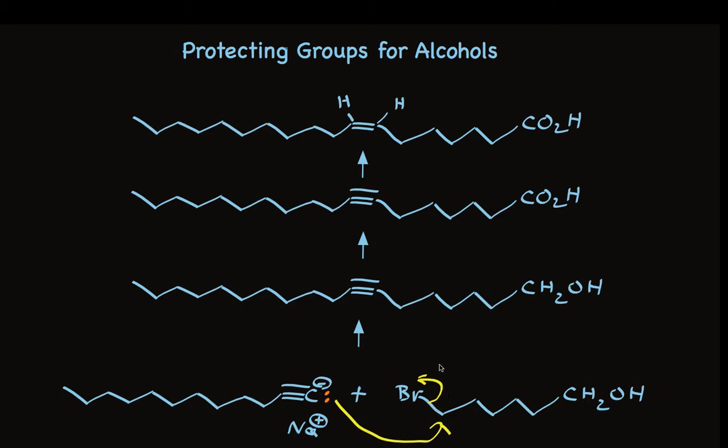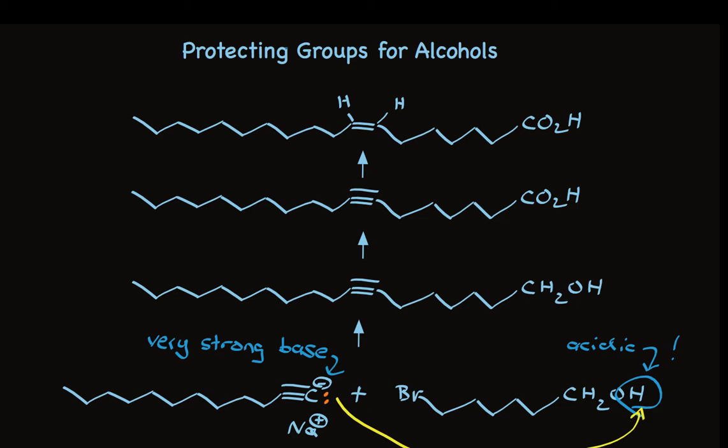This is an SN2 reaction. But wait, we're proposing to use an acetylide, a strong base, in the presence of an alcohol, which has an acidic hydrogen. So we have a very strong base, we have an acidic hydrogen. Those two things are not going to be compatible. They'll react with each other. Those electrons will remove a hydrogen from the alcohol. And our reaction plan is dead in the water.